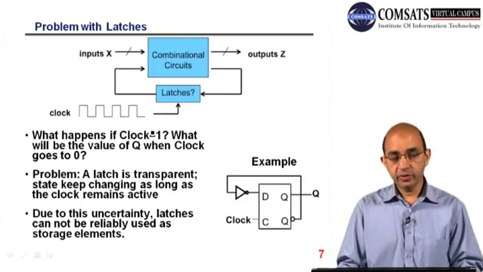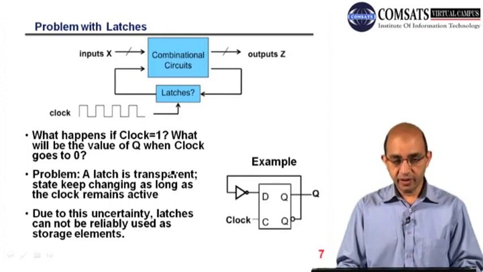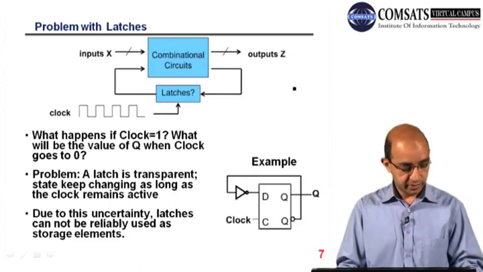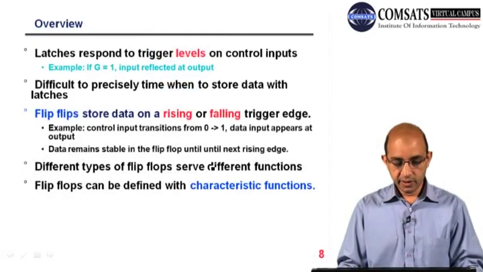So you can say that there will be uncertainty. The value will be changing, or oscillating, as long as we have the active clock level. So in order to avoid this uncertainty, we have to do something else. It means we cannot rely totally on latches as storage elements. Okay, so that's what we got up till now.